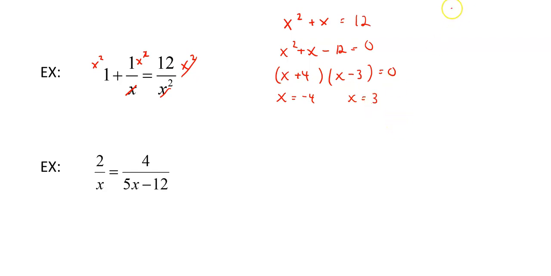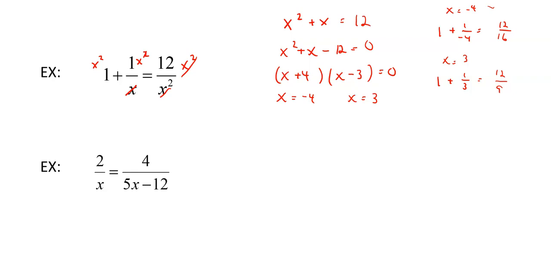Do they both work? Well, let's try x equals negative 4. We'll get 1 plus 1 over negative 4 equals 12 over, well, negative 4 squared is 16. And sure enough, 1 minus a quarter is 3/4, and 12 over 16 is 3/4. So x equals negative 4 works. How about x equals positive 3? I get 1 plus 1 over 3. On the other side, I get 12 over 3 squared, which is 9. Again, 12 ninths is 4/3. On the other side, 1 plus 1/3 is 4/3. They both work.